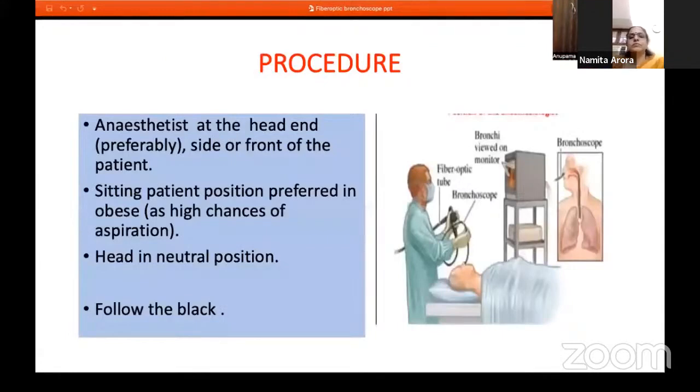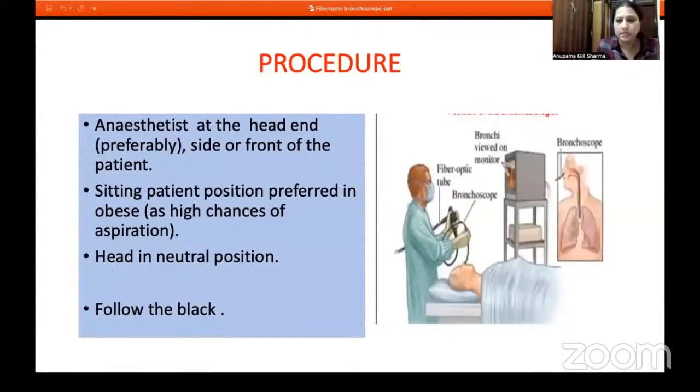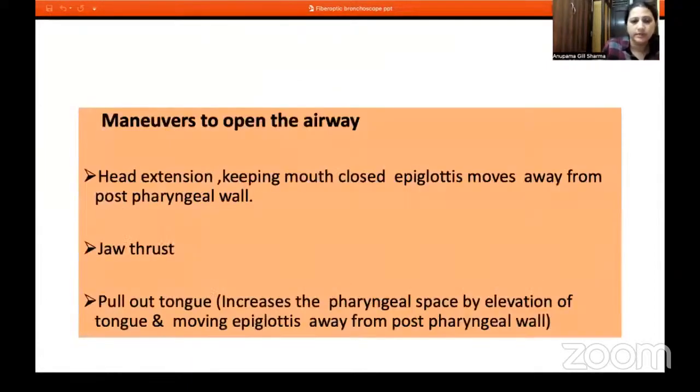This is to show how the operator or the anesthetist should preferably be standing at the head end of the patient, and should adjust the height of the table so that the bronchoscope insertion cord is held upright. A sitting patient is also preferred, especially in obese patients who have a high chance of aspiration. Sometimes patient compliance is also better. The head should be kept in the neutral position, and you should follow the black line where you are going on the airway, and that is how you advance the insertion cord of the fiber optic.